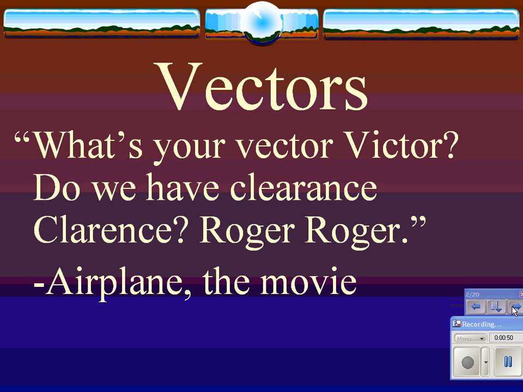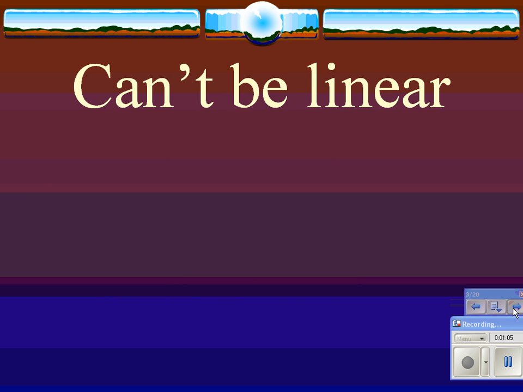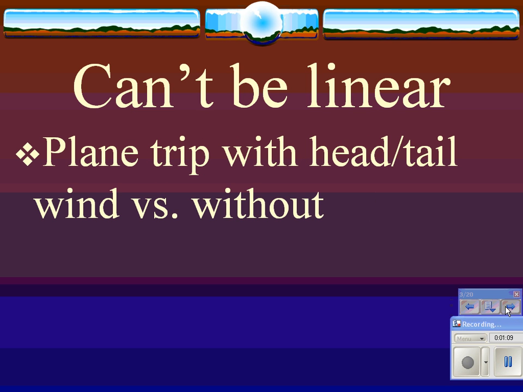So vectors pop up everywhere in your life. The thing about vectors is that when you're doing math with vectors, you have to deal with them differently than you're used to doing math. You do not do arithmetic with vectors, okay? So, for example, let's look at this idea of taking a plane trip with a headwind and a tailwind versus without for a second. Okay, so again, you can't be linear, you can't think traditionally when we're thinking vectors.